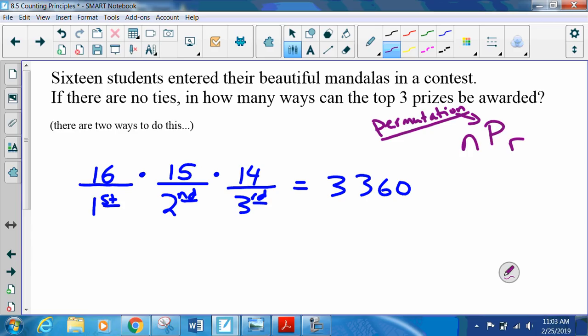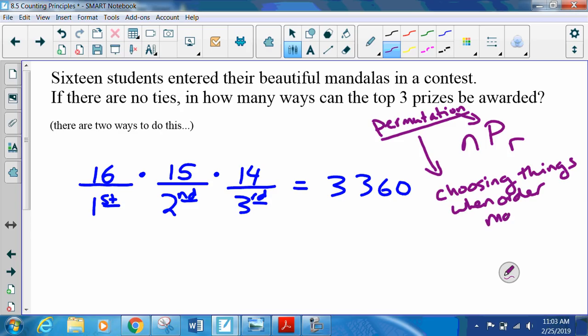And a permutation is just another way of saying choosing things when order matters. So go ahead and write that down. When we use nPr, we're using that, and the P stands for permutation, when we're choosing from things and order matters.